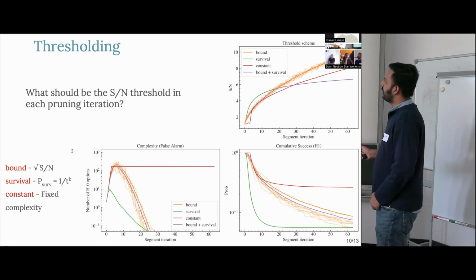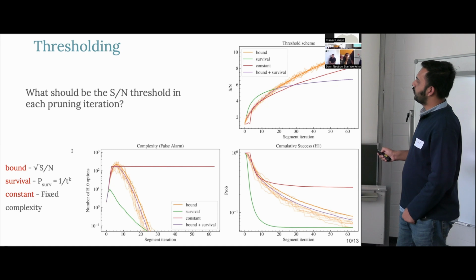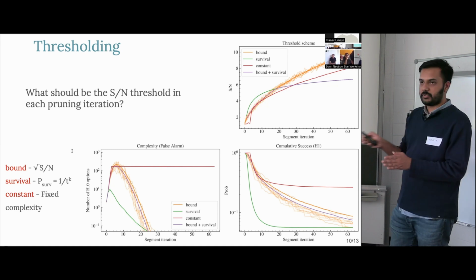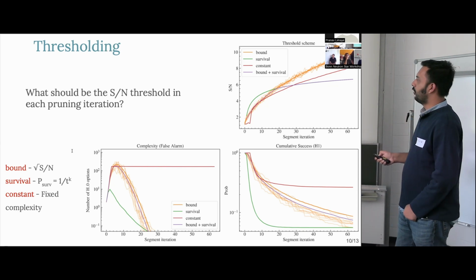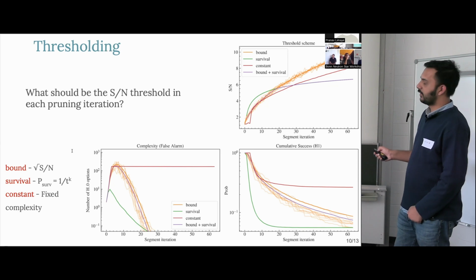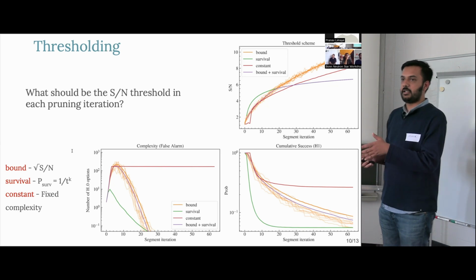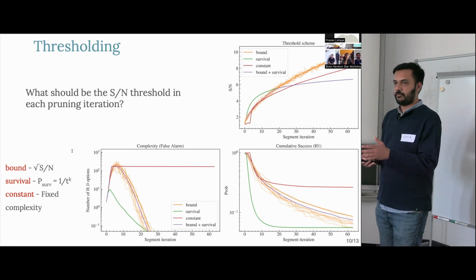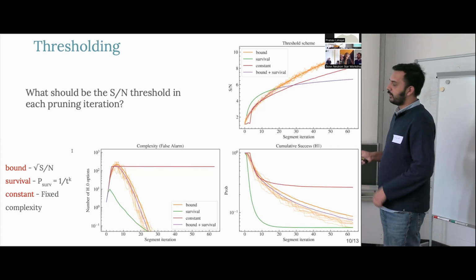So here I visualize different thresholding schemes in the top plot, which is signal to noise ratio versus the segment iteration. And then I see how the complexity, which is the false alarm options, grows, and I also see how the cumulative success probability grows. The cumulative success probability is the probability that in the end we retrieve the true signal. This is the H1 hypothesis. So here I compare different schemes.